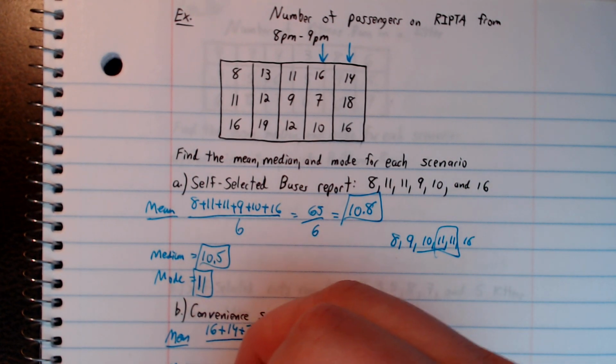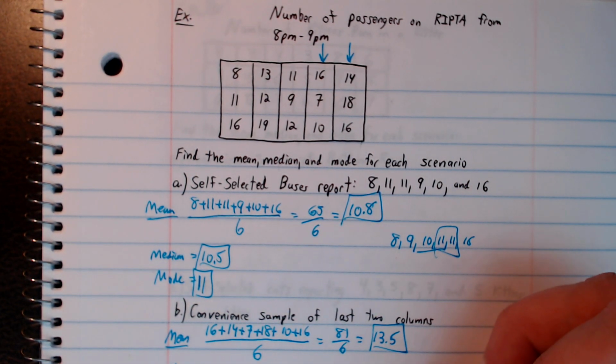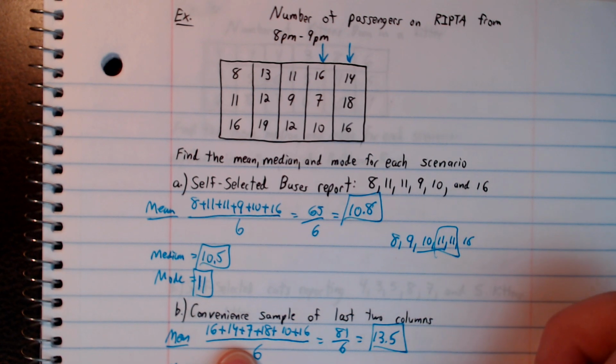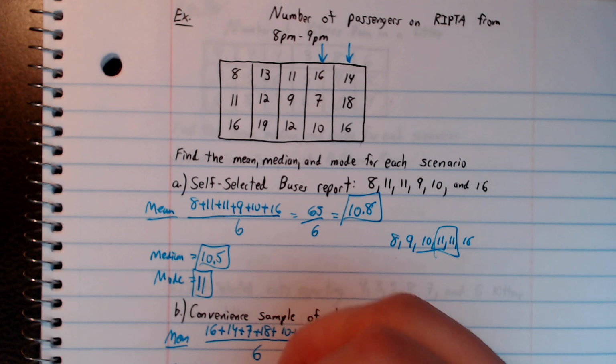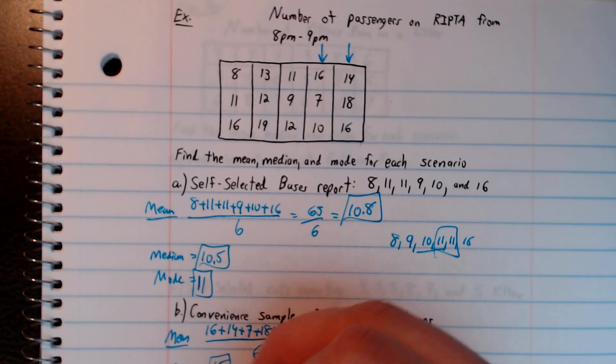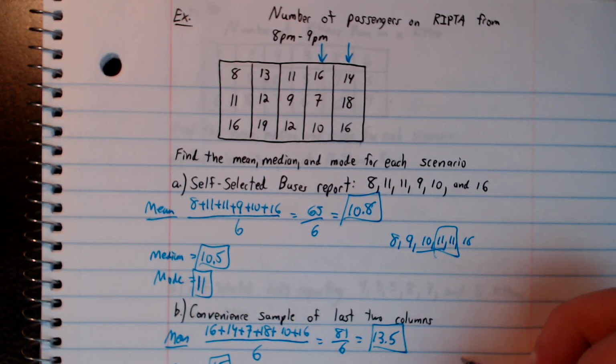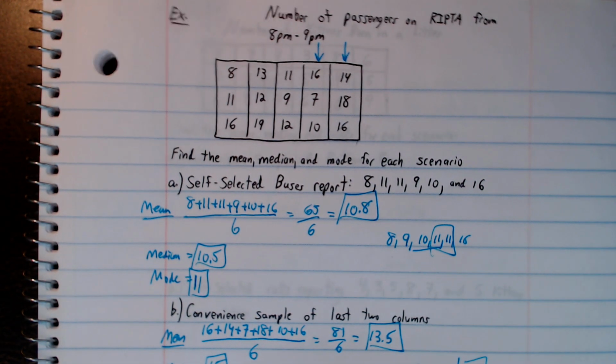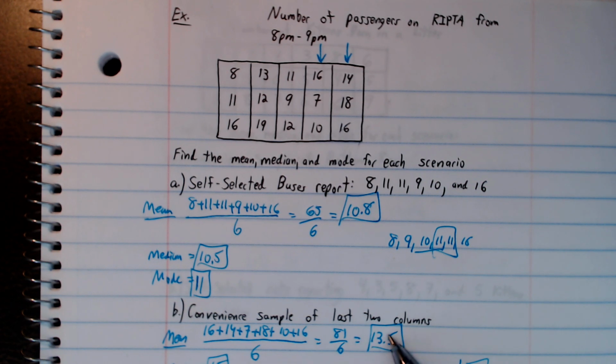Median and mode, we need to put these in order here. So let's see. 7, 10, 14, 16, 16, 18. Two middle numbers here. If we add those and divide by 2, it would be 15. And the mode, the one that shows up the most, 16. So very different averages from each other. And a different situation gives us different averages as well.